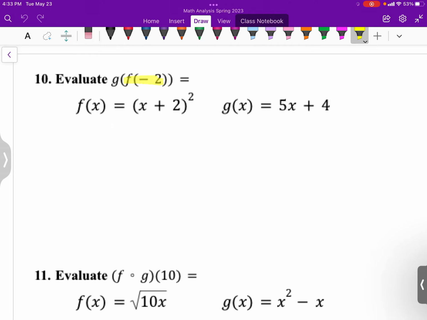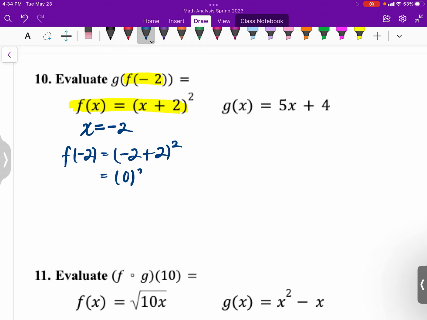So if we want to evaluate this, we're going to start off with f of -2, which means we're starting off with the function f, and we're substituting a -2 wherever we see an x. So f of -2 in this case is going to equal -2 plus 2, squared. All right, -2 plus 2 gives us 0 squared, and that would be 0. So f of -2 is 0, right?